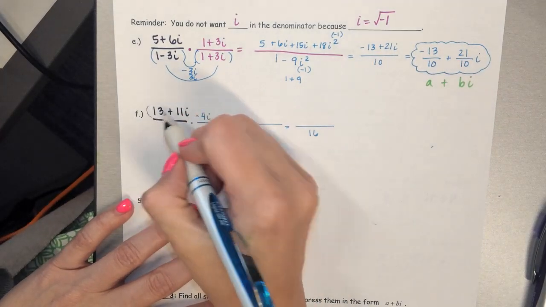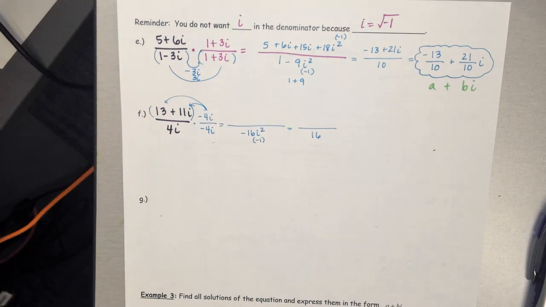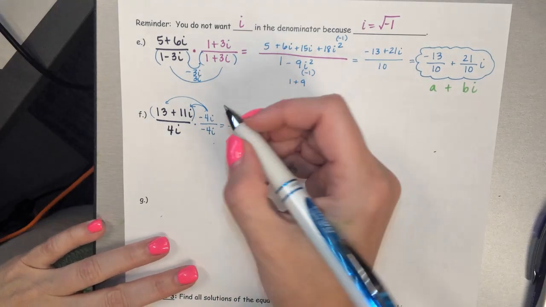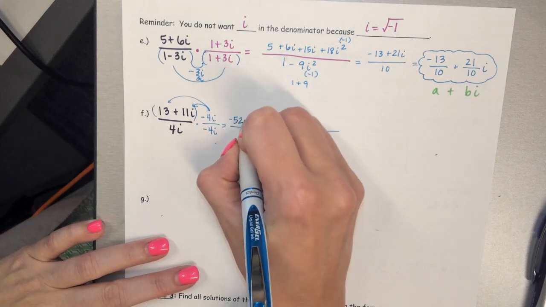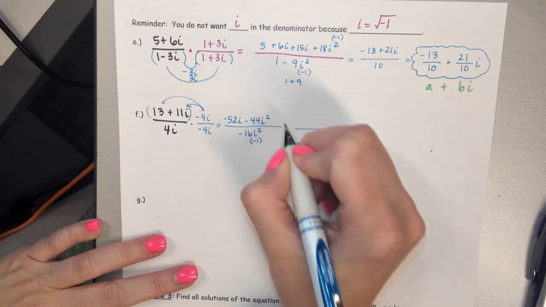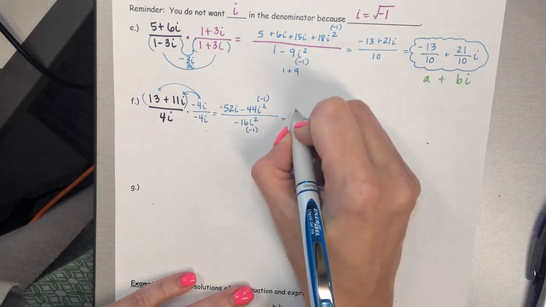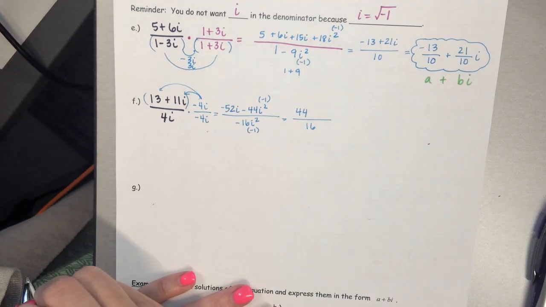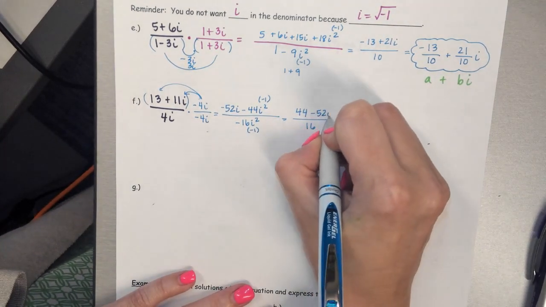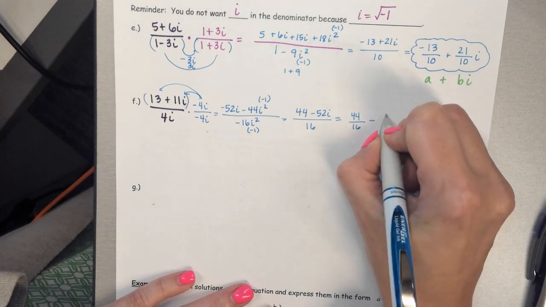So here you're going to distribute to each one of these. So if you do 4 times 3, you get negative, and it's negative. So negative 52i minus 44i squared. You plug in that negative 1, and then this becomes positive 44, negative 52i, and then we simplify.